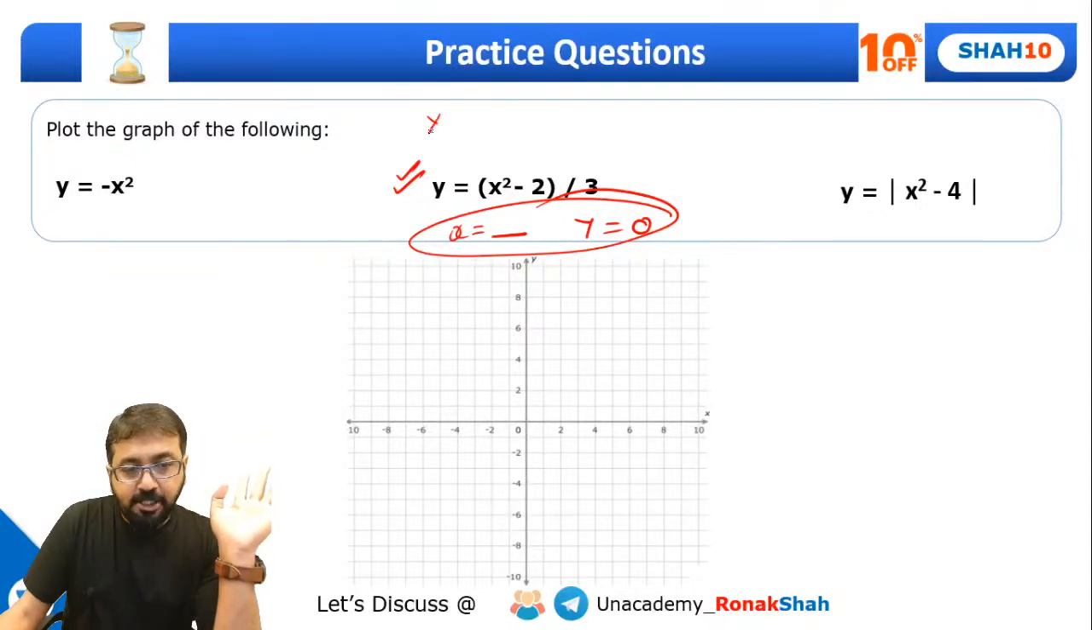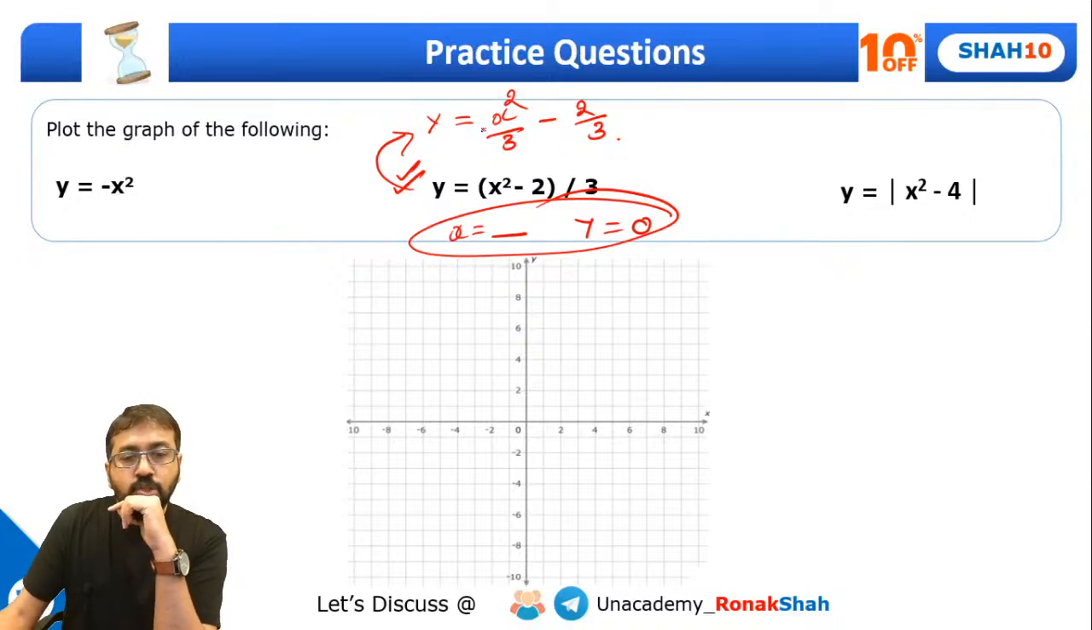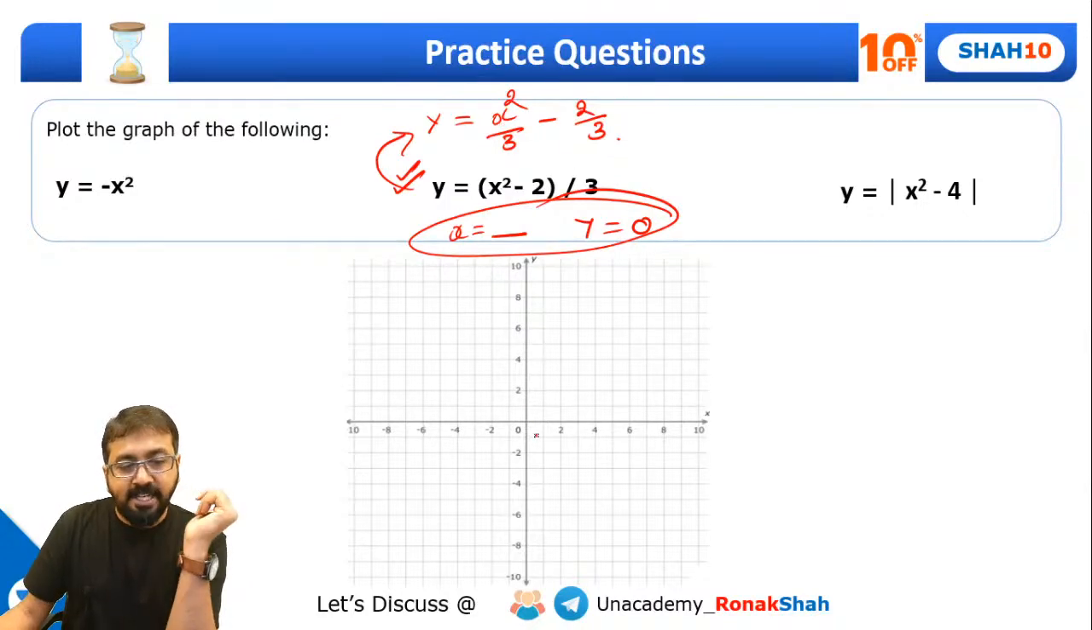Guys, if you want, you can interpret this one this way also, x square by 3 minus 2 by 3. You can also interpret it this way. So when you take x as 0, y will be minus 2 by 3. That is somewhere over here. So it will be somewhere over here.